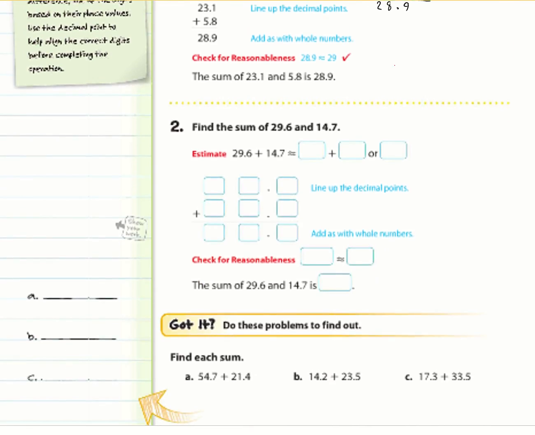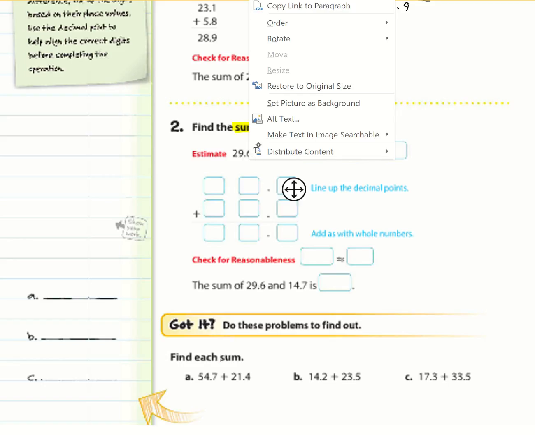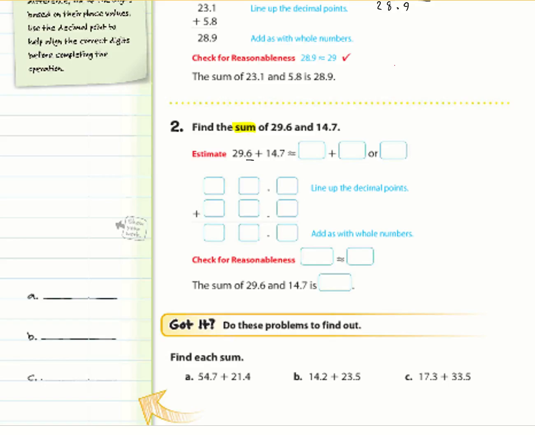In example 2, it says find the sum of 29 and 6/10 and 14 and 7/10. Since we're finding the sum again, we will be adding. First, it's going to ask us to estimate. So we have to ask ourselves, is 29 and 6/10 closer to 30 or is that closer to 29? Since our last digit is a 6 or 5 or more, you go up; 4 and below, you go down. So our 29 and 6/10 is going to be closer to 30. And 14 and 7/10, because it is a 7, is going to be closer to 15. So we have 30 plus 15, or we can say we have 45.